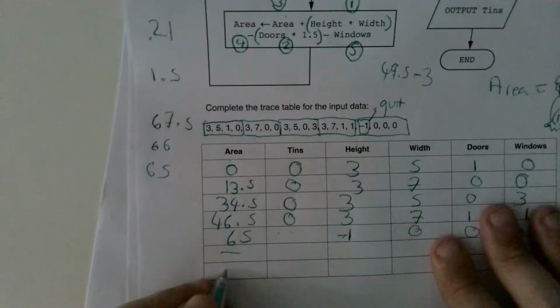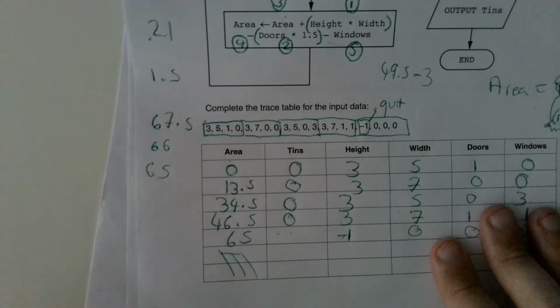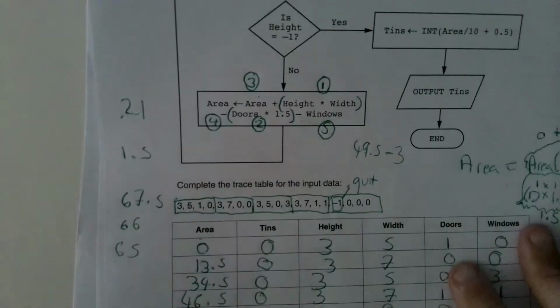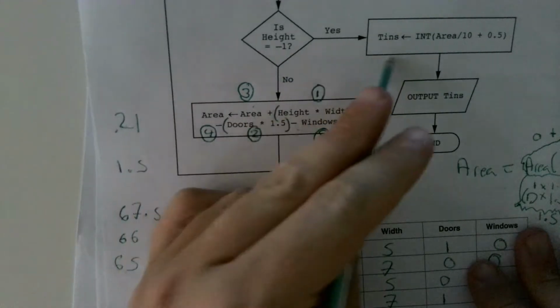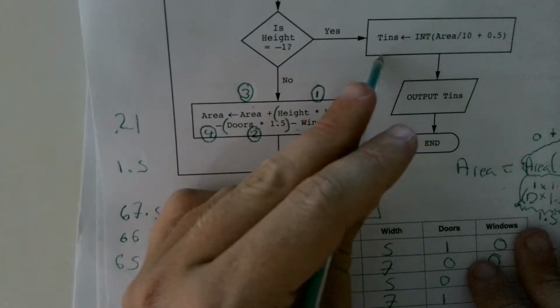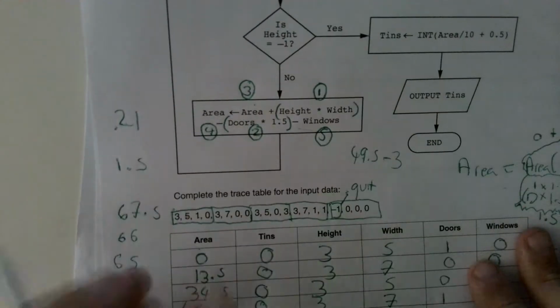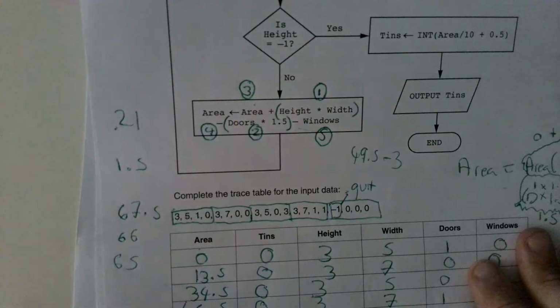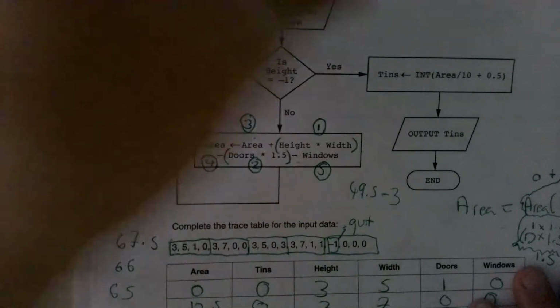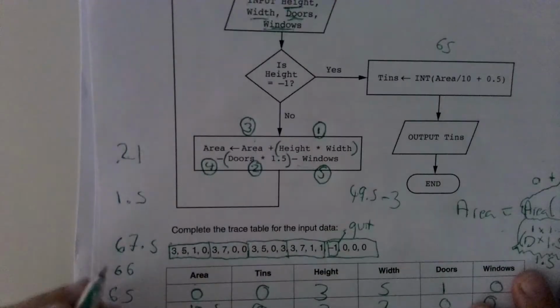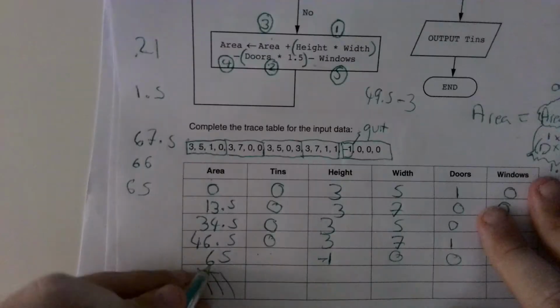I'm just going to put a line there because we don't need it anymore. Don't actually do that in the exam, we're just making a point. So what happens next? Well, what happens next is the following. Tins equals int area divided by 10 plus 0.5. So we simply, our area is 65. Because that's our last area.